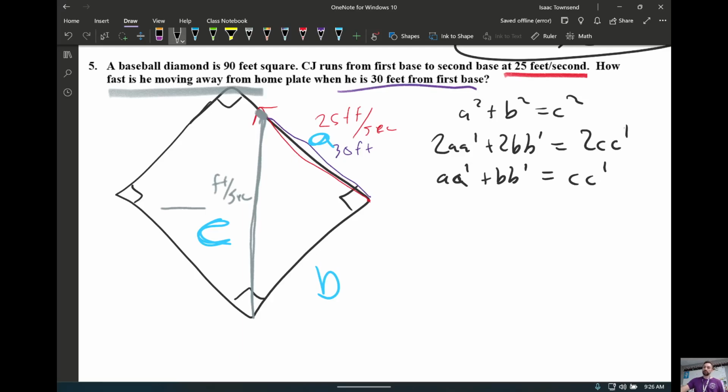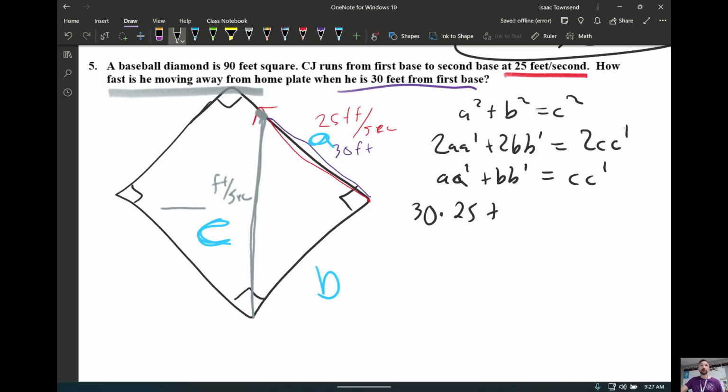So all of this stuff didn't matter. I'm only really focused on this right triangle here. Okay, what is the length of A? 30. Okay, what is the rate of change of A? Good. You see how this picture makes it a lot easier to plug these things in the right spot.